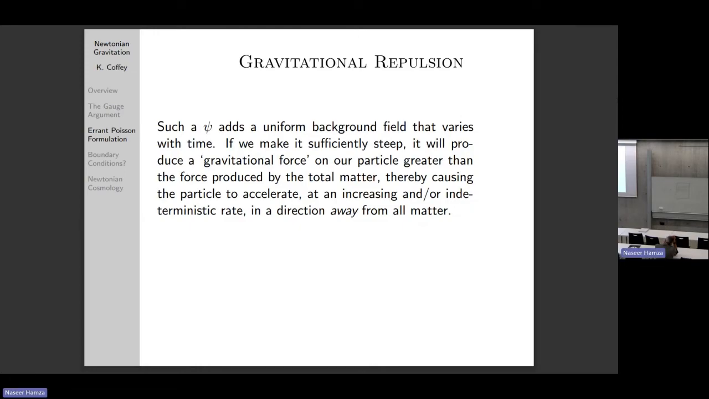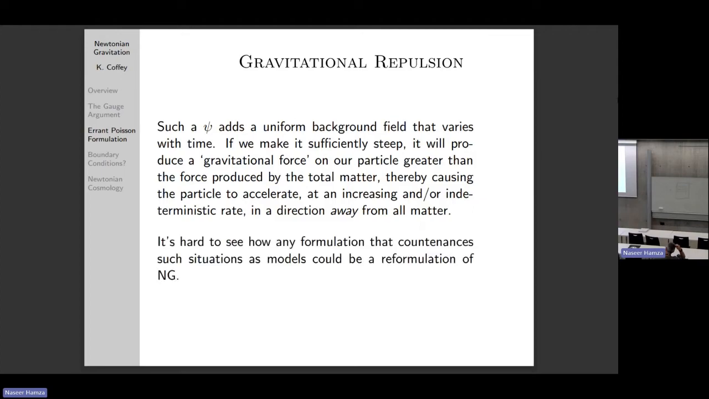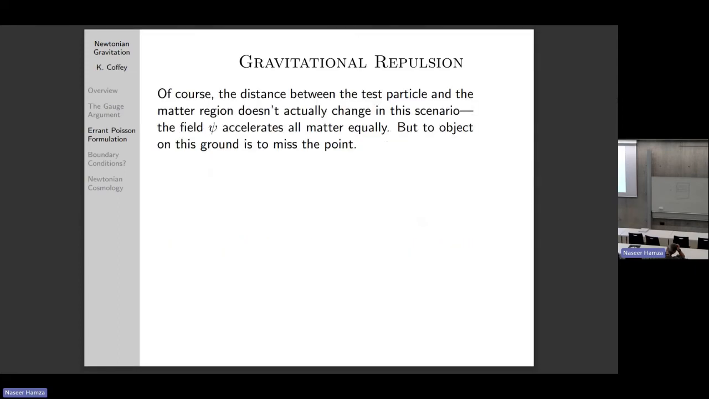it's thereby going to cause the particle to accelerate at an increasing or indeterministic rate in the direction away from all matter, right? So given any sort of given matter that's localized in space and something away from it, we'll always be able to find another P model that introduces a background field that causes the particle to accelerate away from all matter, and in fact, we'll do so if we want at a varying and indeterministic rate. And it's hard to see how any formulation that encounters such situations as models could be a reformulation of Newtonian gravitation.